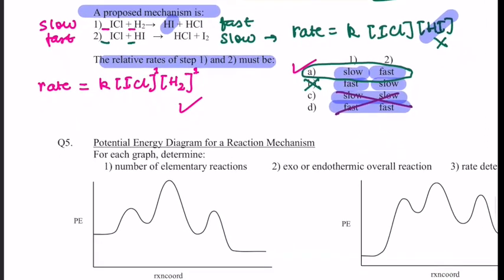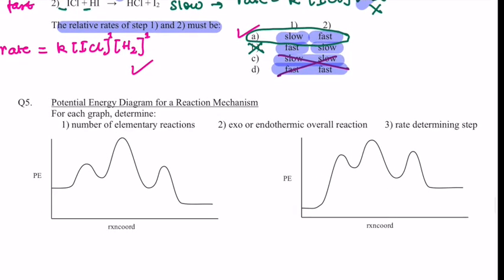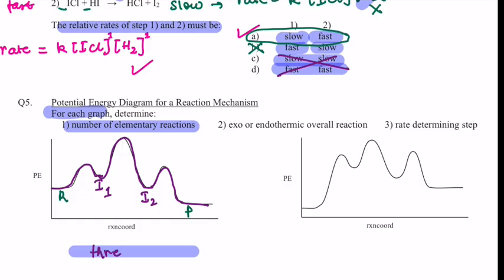Then another kind of question brings together both your potential energy diagrams that we did last time when we were doing activated complex theory, and your reaction mechanism of having elementary steps. So this question says, for this graph, determine the number of elementary reactions. You're seeing that the reactants start here, and these are the products, and then the reactants collide and form something. So this is an intermediate, then that intermediate undergoes some reaction and you get another intermediate, and finally something happens and you get products formed. The number of peaks tells you the number of elementary reactions. So in this case, there are 3 elementary reactions.